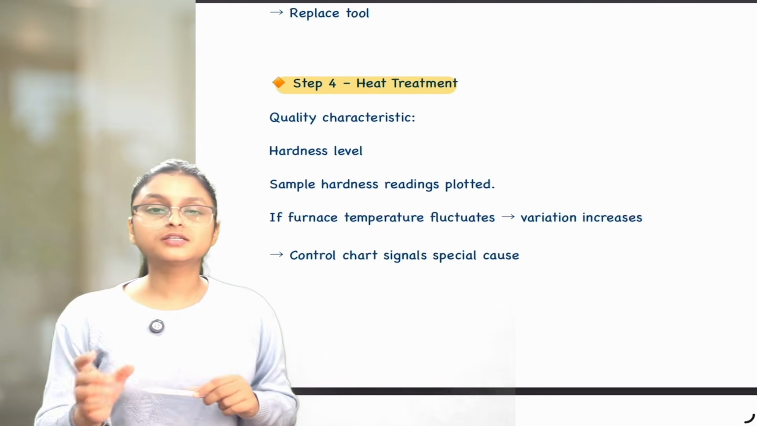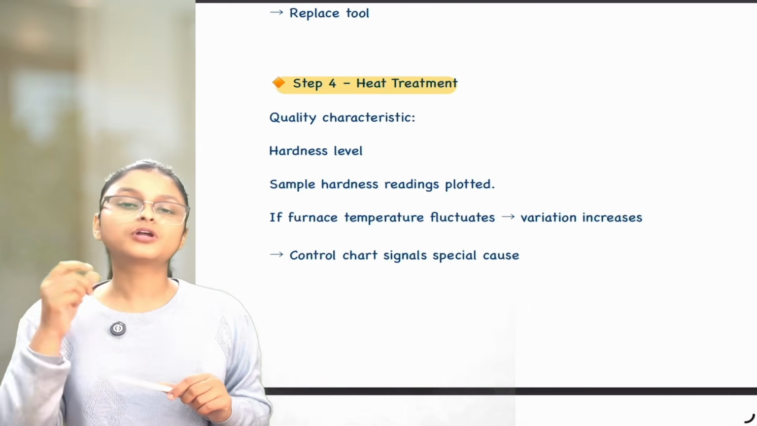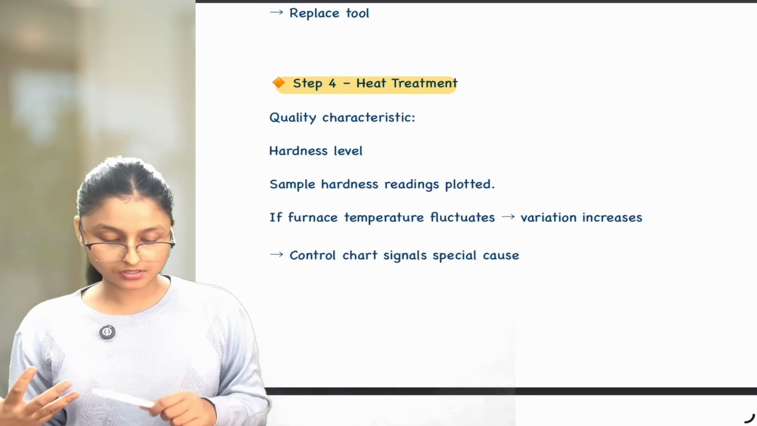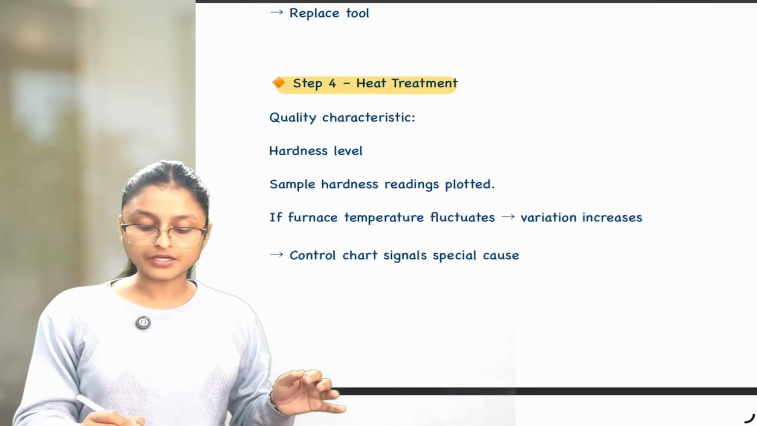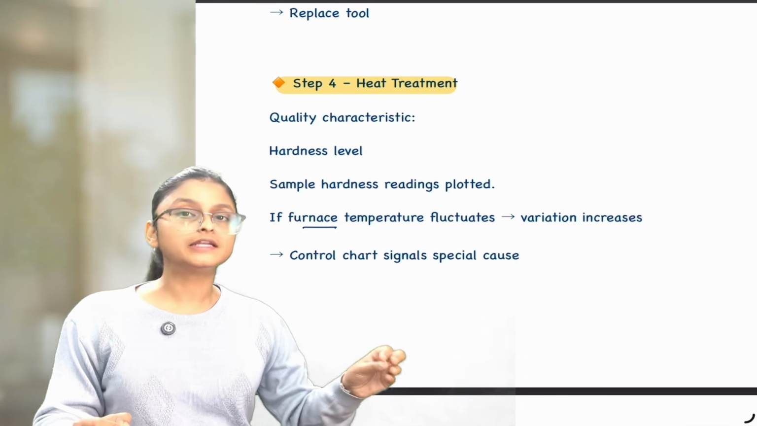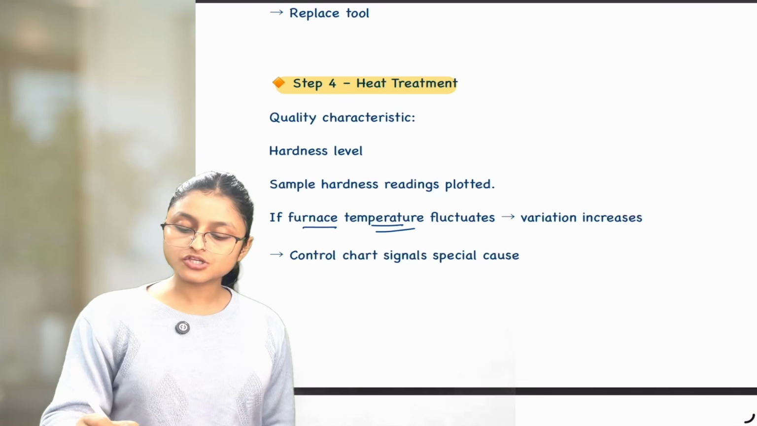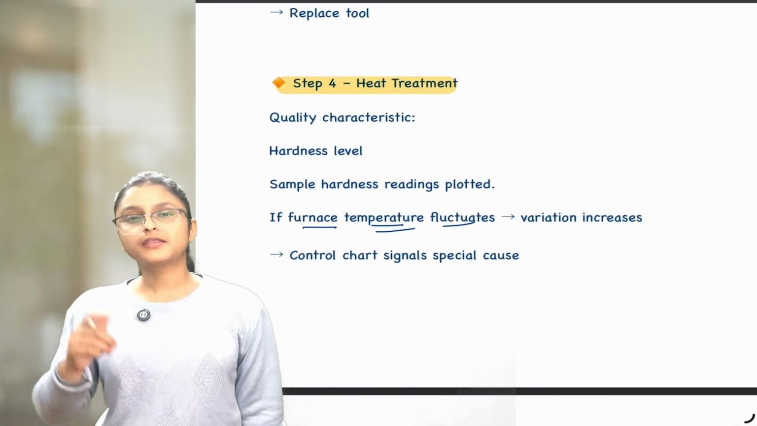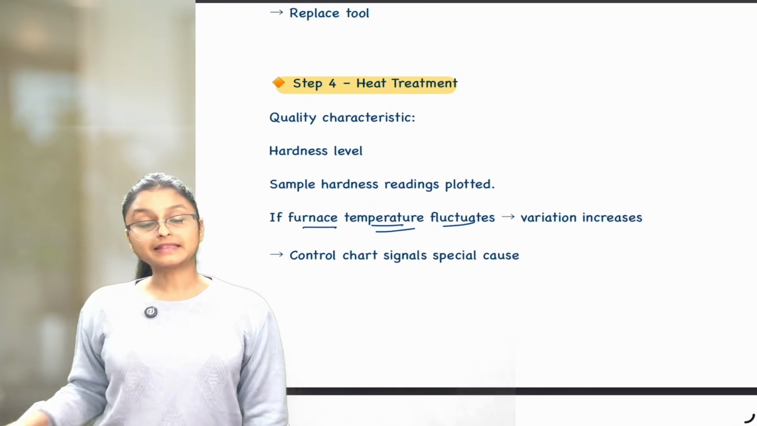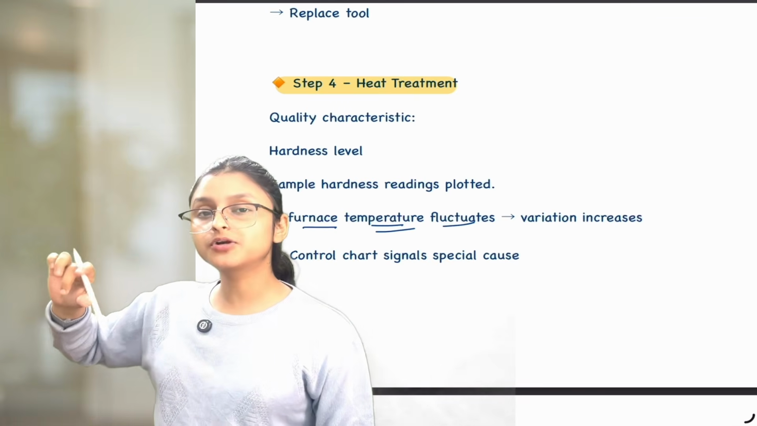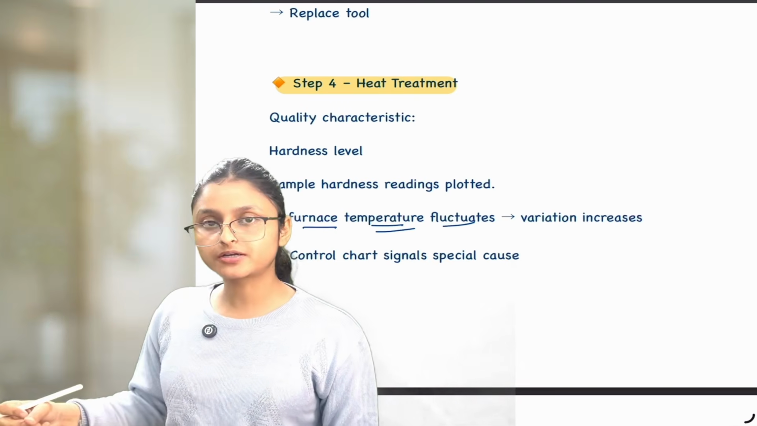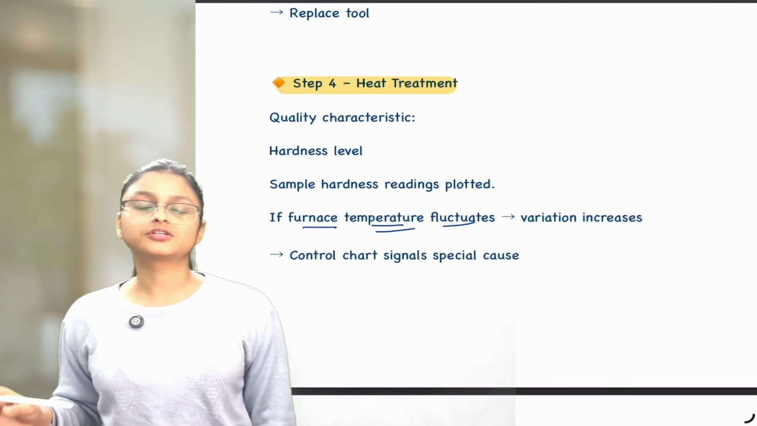Now, next we are applying it at step number 4, which is heat treatment. Heat treatment is for making that particular bolt hard enough to be used in walls. For that, we are using a furnace, which is a heating system. If the temperature of the furnace fluctuates, then the hardness will also fluctuate. And that is why we are not looking at the final product, that is, how hard our product is. We are looking at the furnace temperature itself.